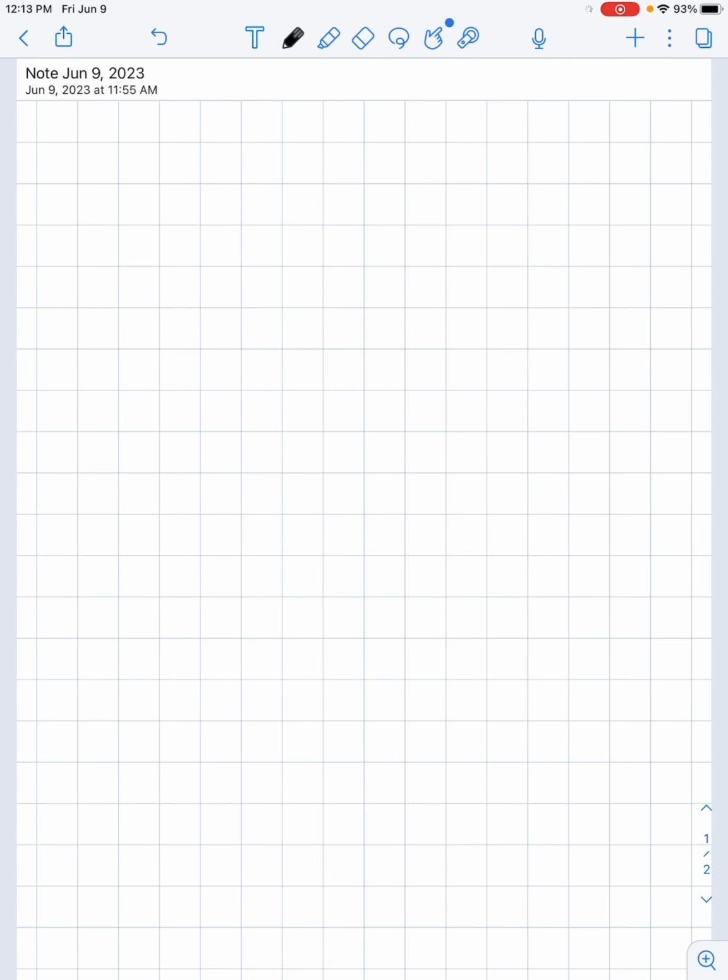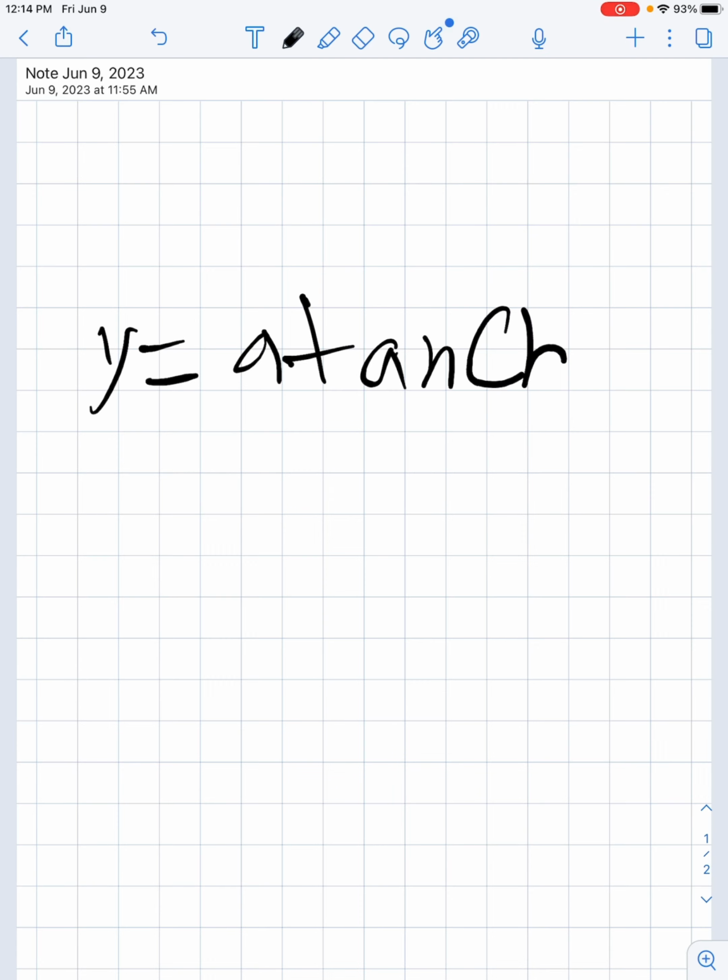To continue, we need to see how tangent would be graphed and give you an equation to prove that it is possible and you could graph it on your own. This equation is y equals a tan(b(x minus c)) plus d. Yeah, that is bx minus c plus d.